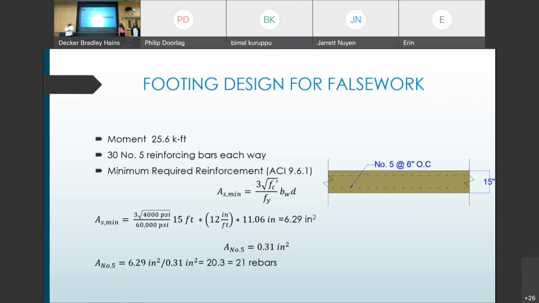Then, using the cross-sectional area of our number 5 bar of 0.31 inches squared, we found that the total number of bars for our footing is 21. So 30 bars is used to add additional strength to the footing.